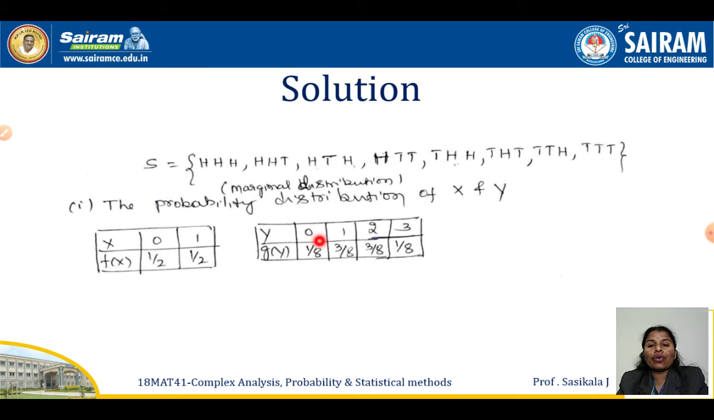So, you can see 0 heads. That means all will be tails. So it's only one outcome, 1 by 8. Then, at least 1 head: 1 head will be there with 3 chances, so I have 3 by 8. 2 heads also will be there. You have 3 chances with 2 heads, so 3 by 8. And 3 heads is only 1 possibility, so it is 1 by 8. Okay, so this is the marginal distribution of Y. So we found your first one.